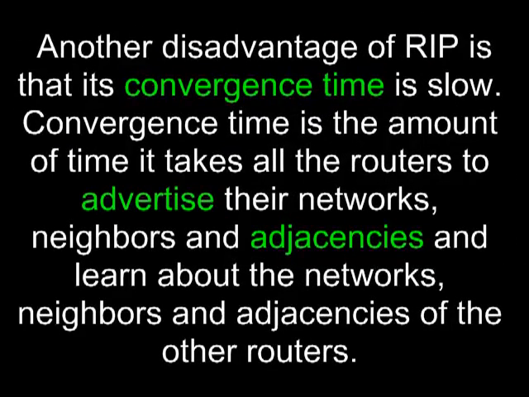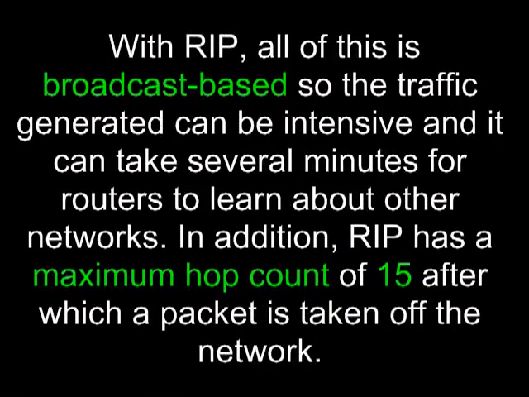Another disadvantage of RIP is that its convergence time is slow. Convergence time is the amount of time it takes all the routers to advertise their networks, neighbors, and adjacencies, and learn about the networks, neighbors, and adjacencies of the other routers. With RIP, all of this is broadcast-based, so the traffic generated can be intensive, and it can take several minutes for routers to learn about other networks.